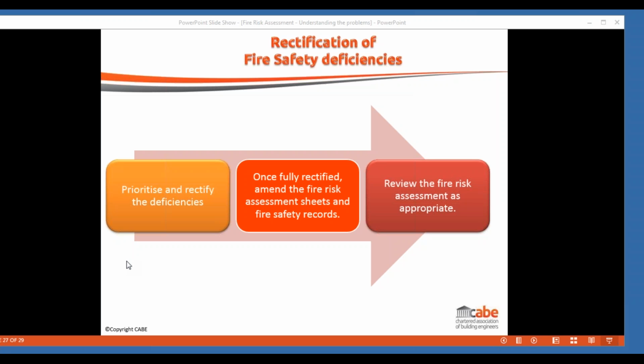Does the assessment need to be made available or displayed for building users, e.g.